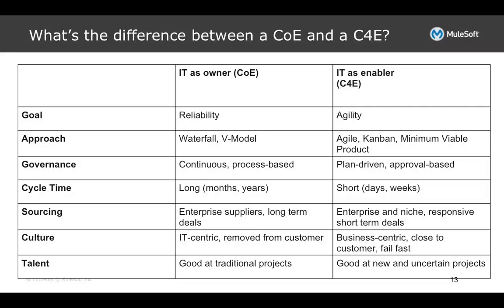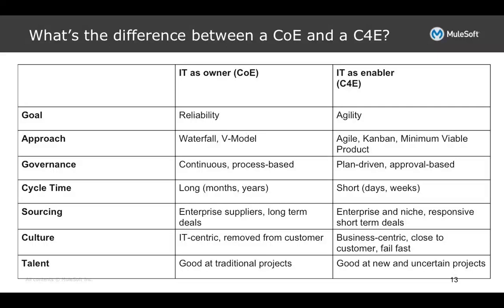The governance in COE is continuous and process-based, whereas C4E is plan-driven or approach-based governance. The cycle time, delivery time in COE is often longer, you can say in months or years, because a lot of planning and pre-project work is required in the COE model. Whereas in C4E, it's short term, so you can deliver a change or a functionality to the business in days or weeks.